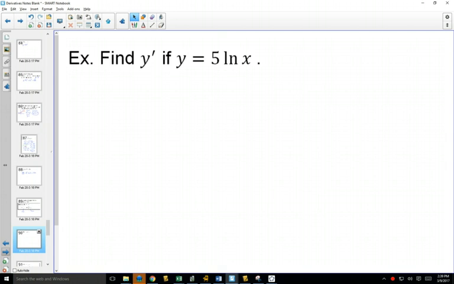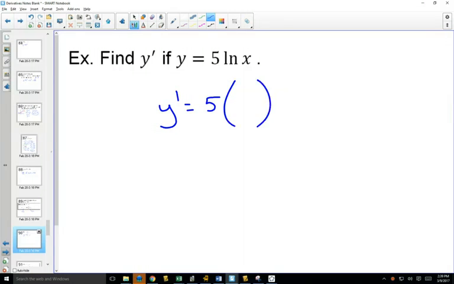Now, whereas e to the x is confusing because nothing changes, the derivative of the natural log of x is confusing because it looks so different than what you started with. So if you had 5 natural log of x, this is going to be 5 times, well, the derivative of the natural log of x is 1 over x. So you could just write this as 5 over x.